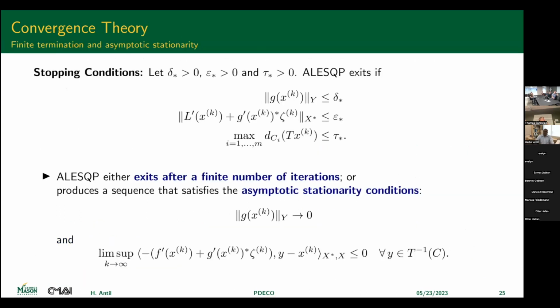What about convergence? We can establish convergence of the method as well. Let's say we have certain thresholds on the PDE constraint, on the first order condition, on the inequality constraints. Either this method converges in a finite number of iterations, or it produces an asymptotic stationarity condition, which looks kind of weird, especially the second condition. But in this super general setting, this is all you can guarantee.